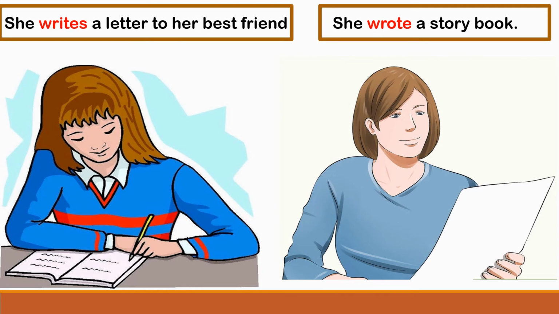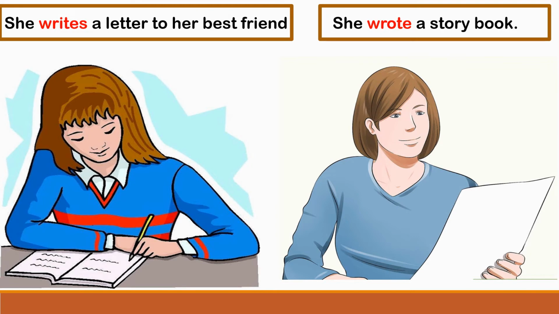Now, student, let's see this sentence. She writes a letter to her best friend. So, student, here writes is a present tense. Correct? Write is a present tense. Now, student, let's see the next sentence. She wrote a story book. So, student, here wrote is a past tense, correct?